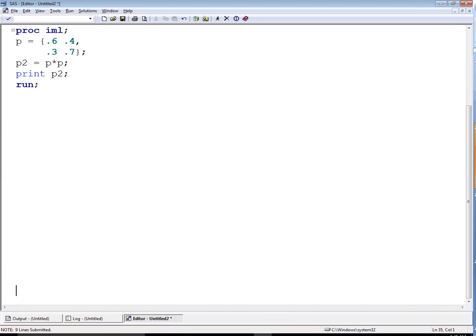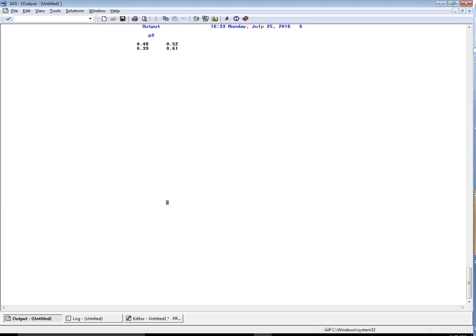I wouldn't swear to it, but we can see the syntax is actually relatively simple, right? I set up some matrix P, and then I can create this P2. That P2 is just my abbreviation for P squared, and it's just P times P. So in proc-IML, the asterisk does mean matrix multiplication. And then you could print it, and there's our 48 and 52. So I've shown you how to do it in R as well as in SAS.